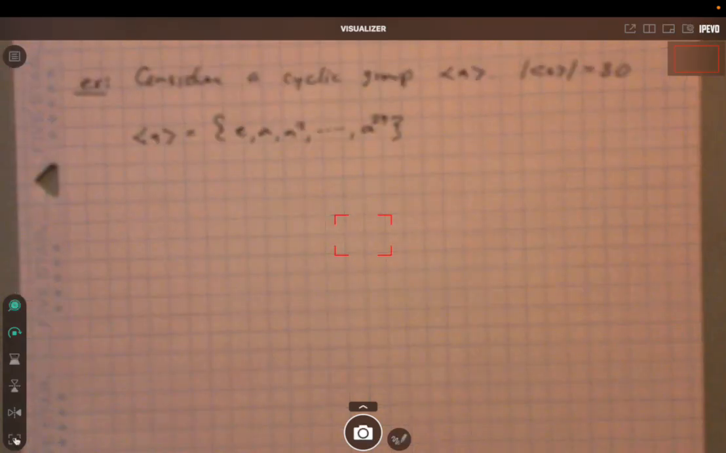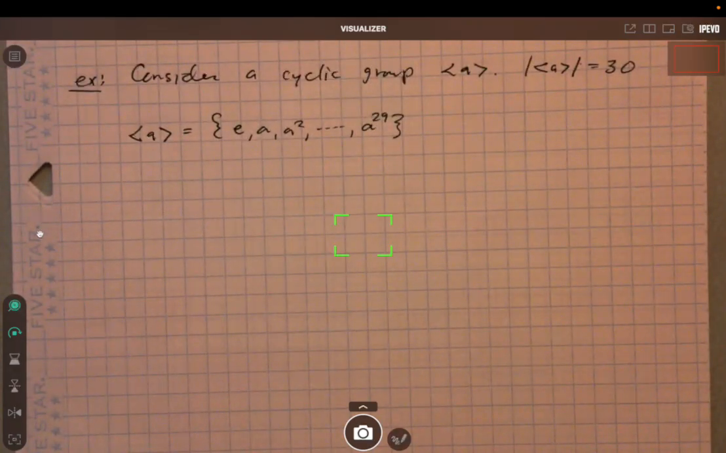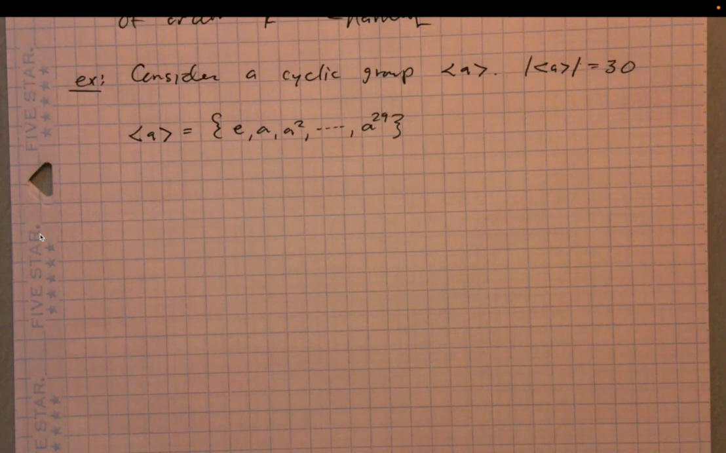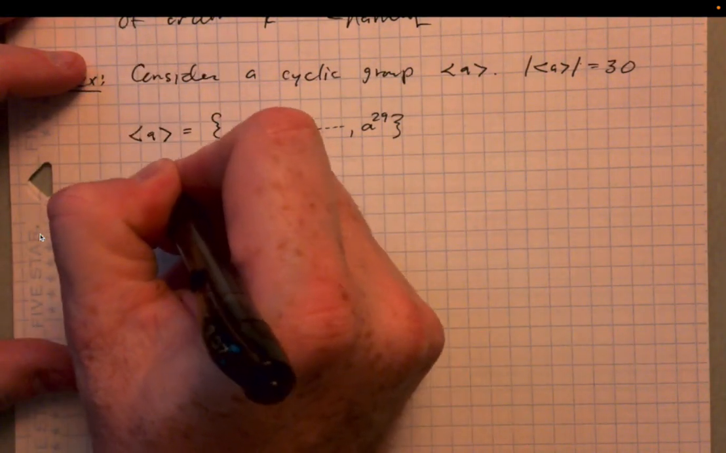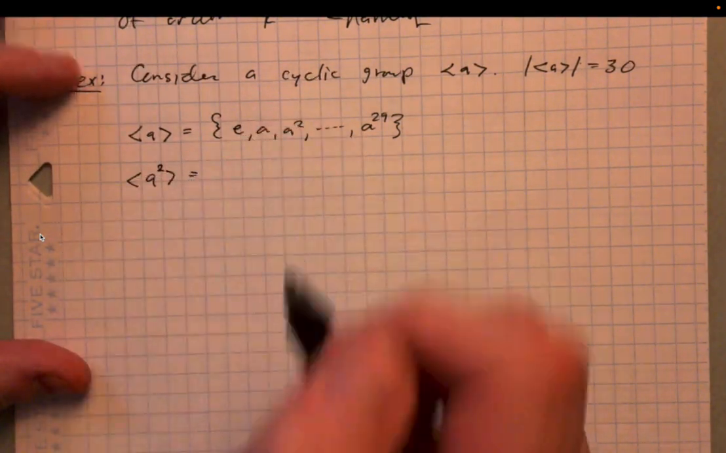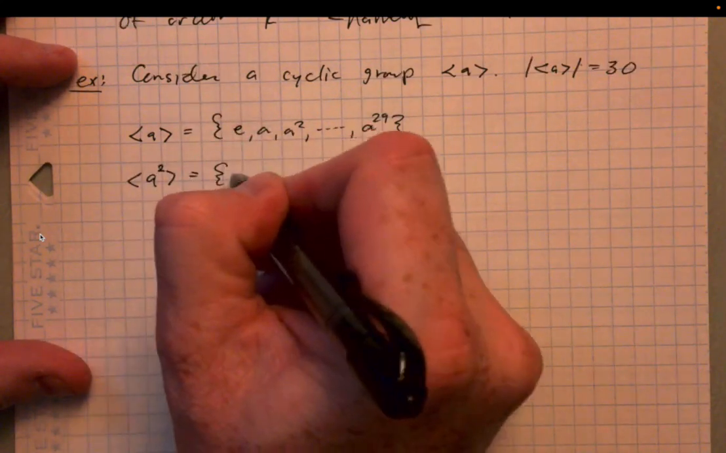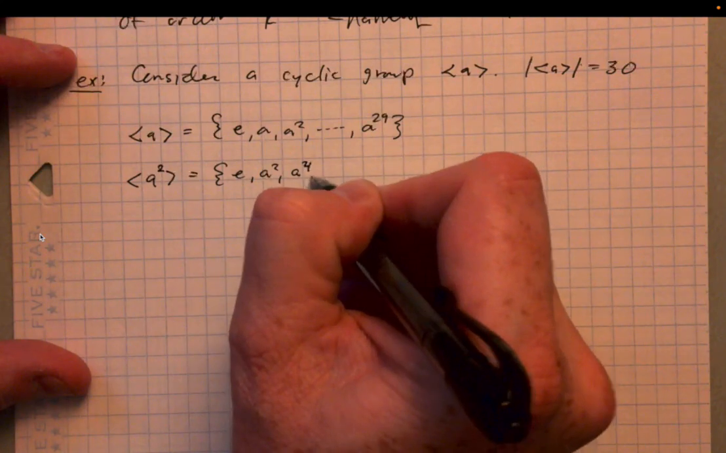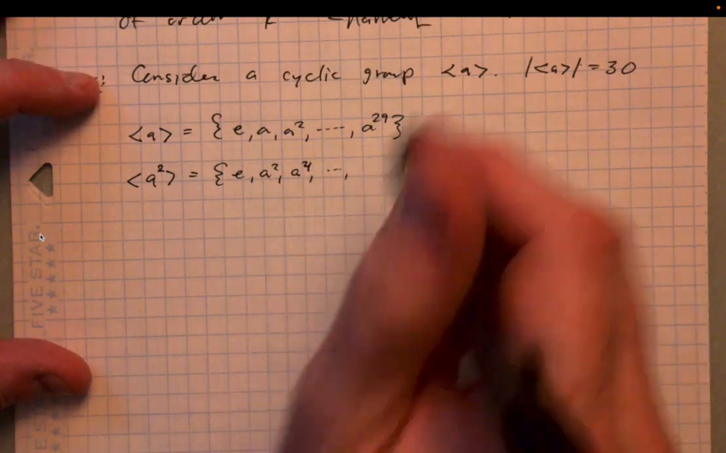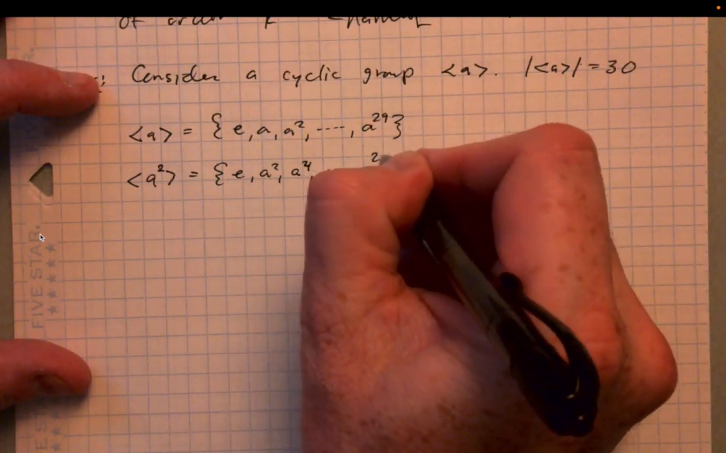Okay. Now, think about what divides the order of the group. The order of the group is 30. What divides that? Well, 2 divides it. So that means A squared is a subgroup, right? And what are the elements of that? A squared, A to the 4th power, all the way up to A to the 28th power.